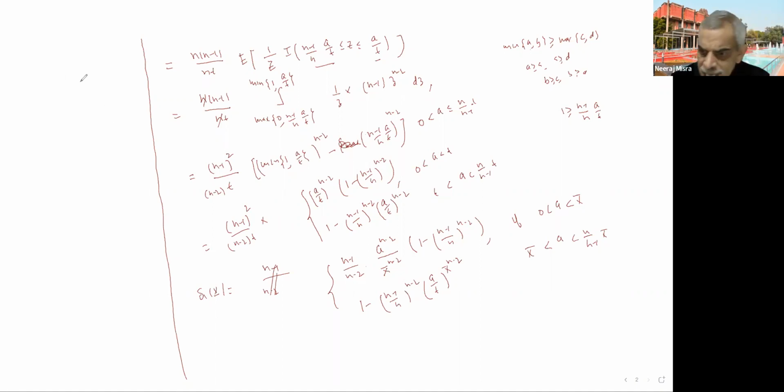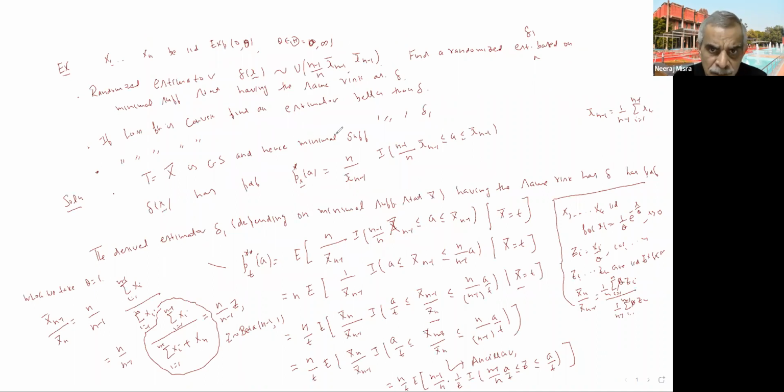So now the second part says if the loss function is convex, find an estimator better than this. Now I've told you that with a convex loss function, you can get a better estimator by just taking the mean of this distribution.